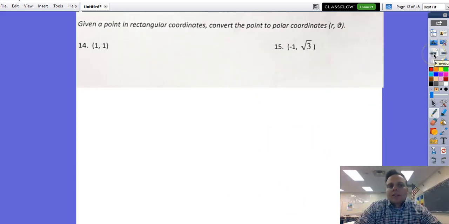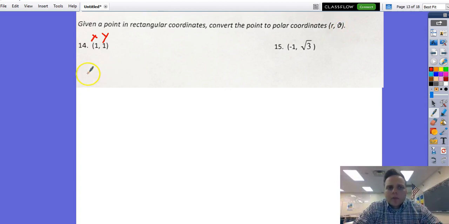Given a point in rectangular coordinates, convert the point to polar coordinates. So this is not an r and a theta, this is now an x and a y. Sorry about that, I maxed out on my time limit and wasn't paying attention. So we were on problem 14. This was an x and a y, and we need to change to an r and a theta.